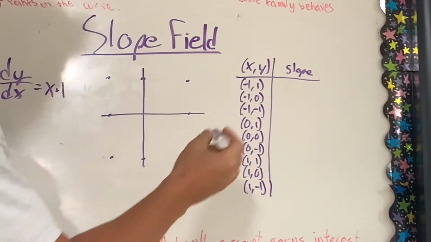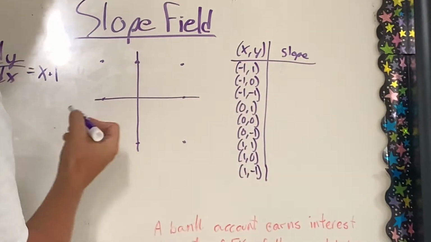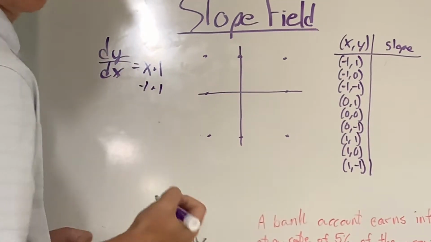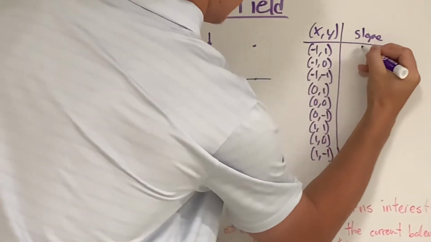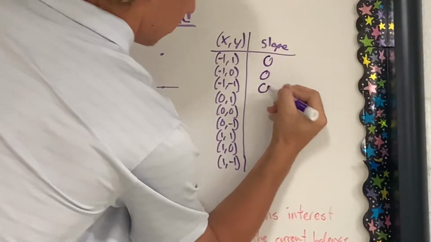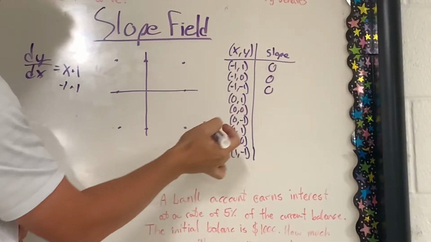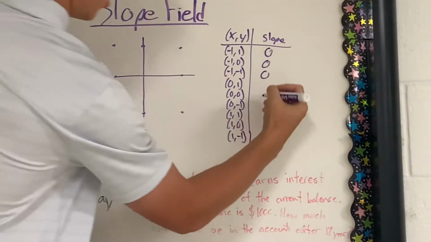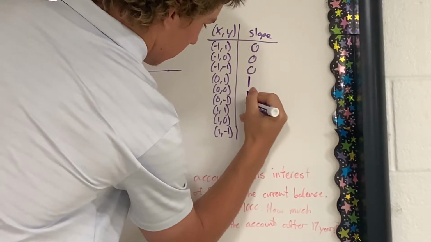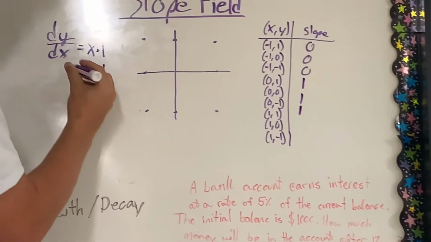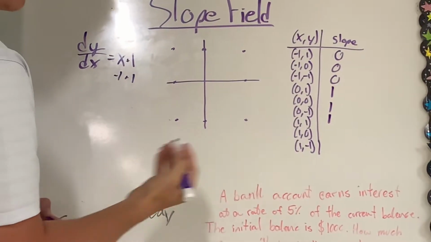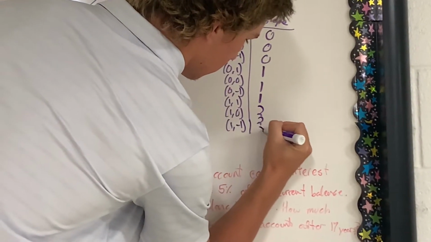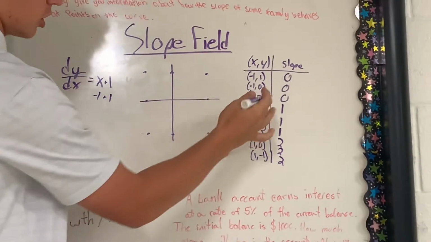For when x equals -1, you plug it in, so it would be -1 plus 1, that's going to give you a slope of 0. So for all x equals -1, your slope is going to be 0. When x equals 0, it's going to be 0 plus 1, so your slope will be 1 for all x equals 0. And then for when x equals 1, 1 plus 1, it will be 2. So your slope is going to be 2 for all x equals 1. And then you just draw those.